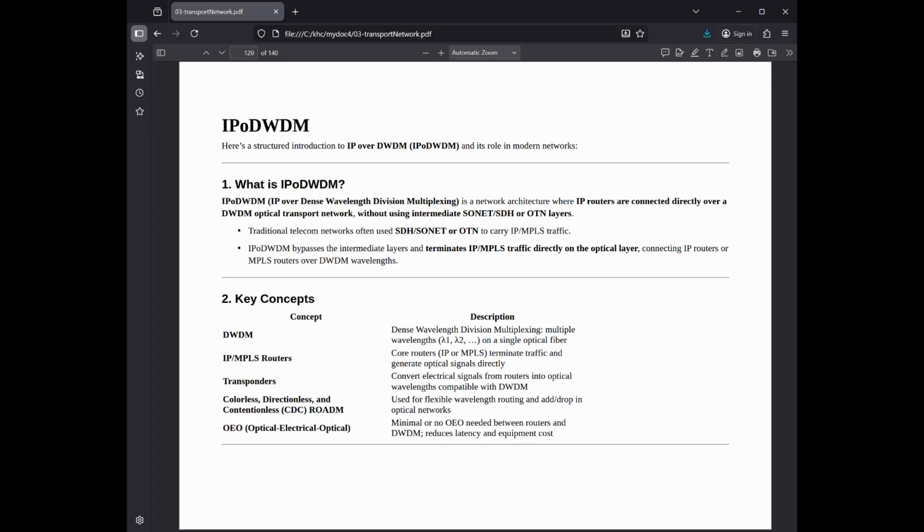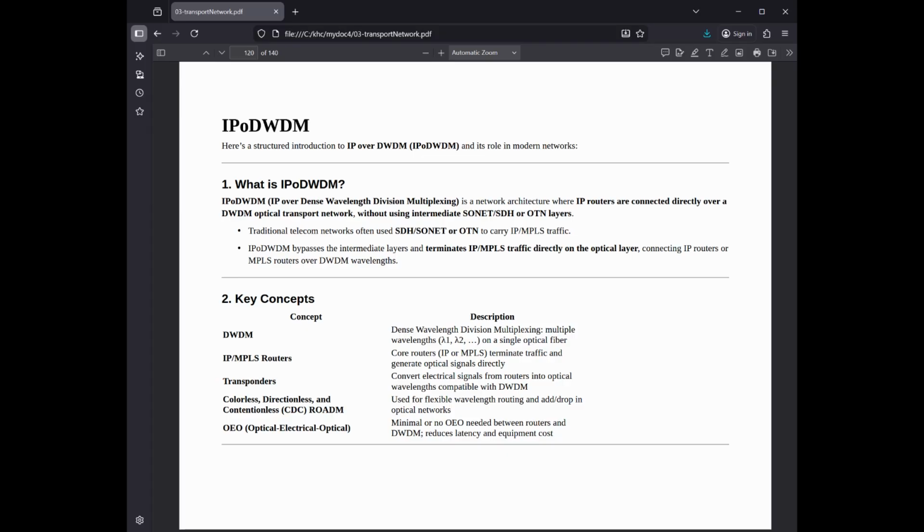2. Supporting 5G and edge computing. 5G requires ultra-low latency and massive bandwidth at the edge of the network. IPoDWDM allows service providers to deploy high-capacity 100G or 400G links directly from small edge routers, making it economically viable to bring high-speed fiber deeper into residential and industrial areas.